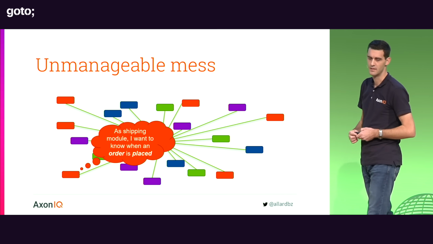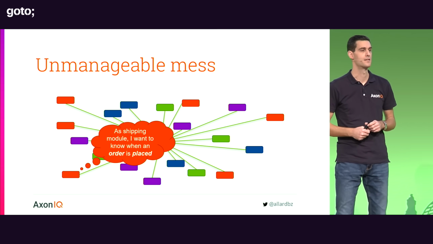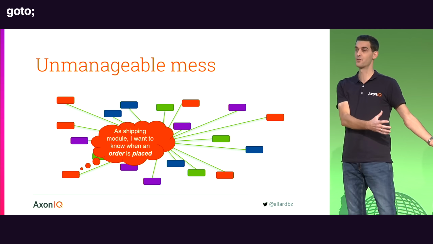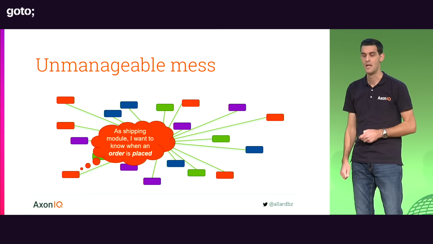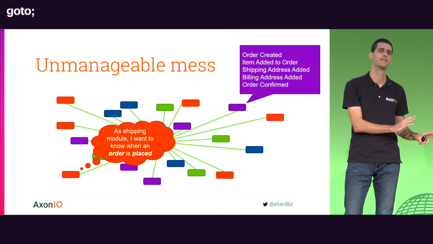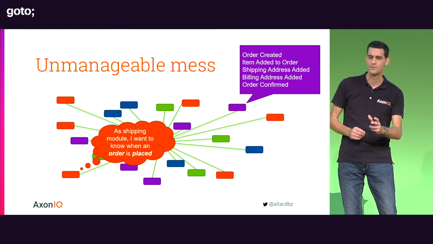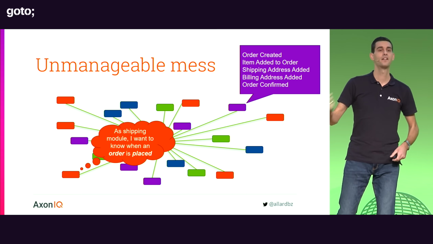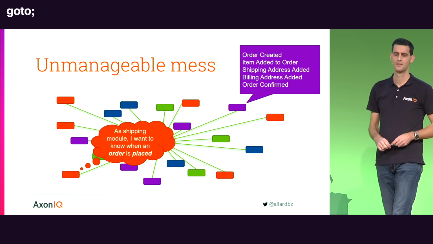Now, this component is a shipping module, and it wants to know when an order is placed. That is the language that the department there uses to express an order, right? It's placed, and then we do our work. That is not the language that they use in the order department. There they're saying, no, it's not that easy. An order just doesn't get placed. There's much more to it. It gets created, items are added, items are removed, shipping addresses are added, billing addresses, etc., and then it's confirmed, right? And probably confirmed is what you call placed.